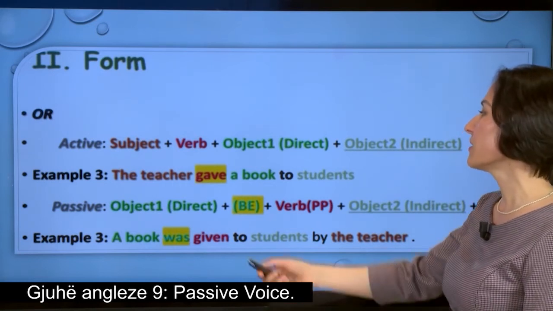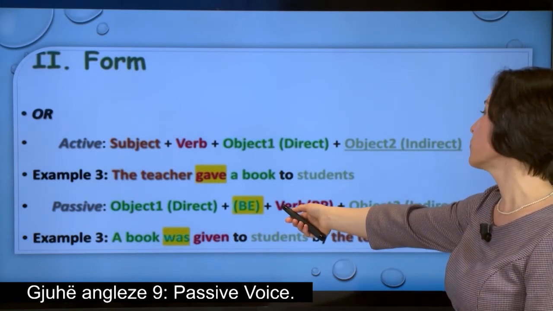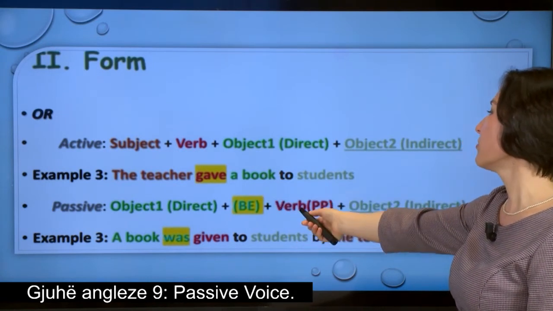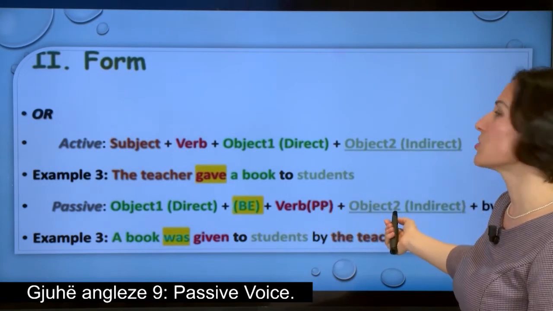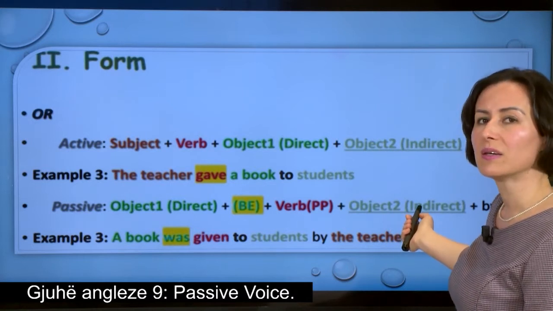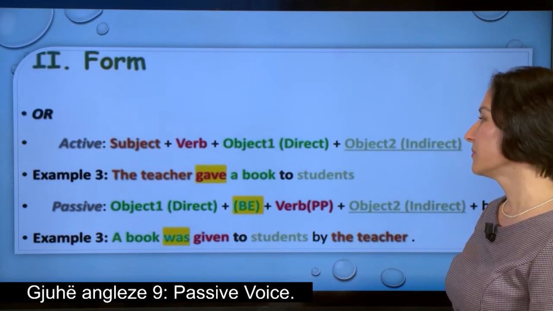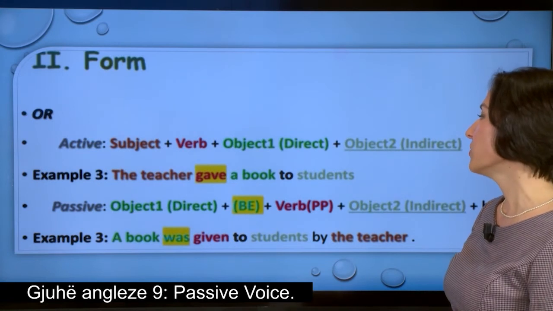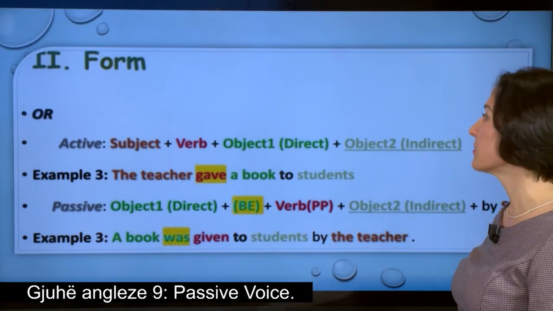The first object, which is a direct one, plus verb to be, which should be put into the past simple tense, plus the verb give into the past participle, plus the second object, which is an indirect one, followed by plus the agent. In the third example, we have another sentence. A book was given to students by the teacher.